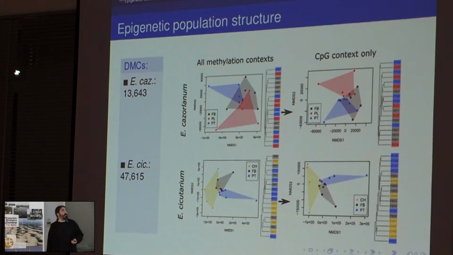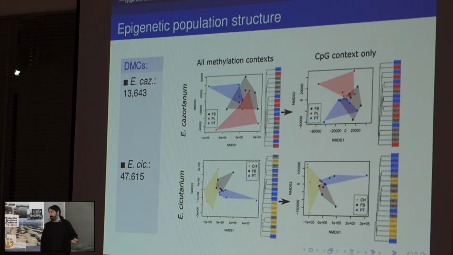So what happens with epigenetic population structure? Well, first of all, I have to say that we had a little bias between Cazorlanum and cicutarium. We detected more differentially methylated cytosines in Erodium cicutarium compared to Erodium Cazorlanum. This is probably because we are using the reference genome from cicutarium, and probably we have more matches there.